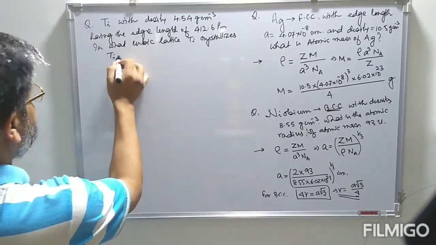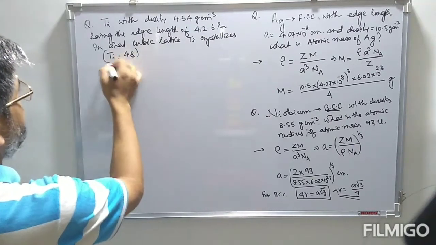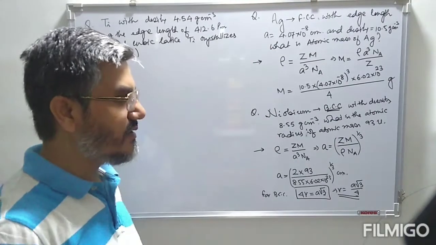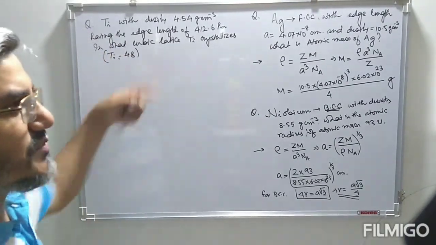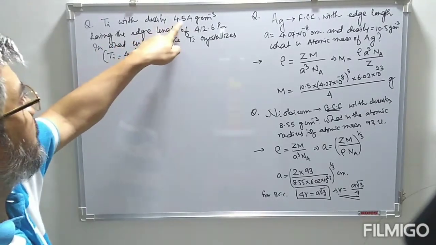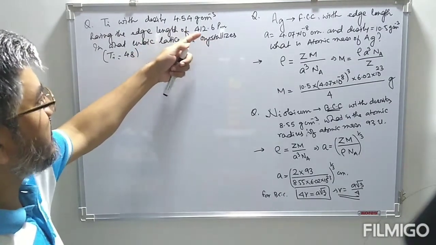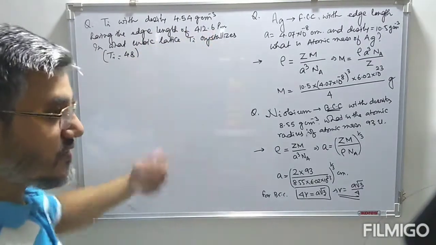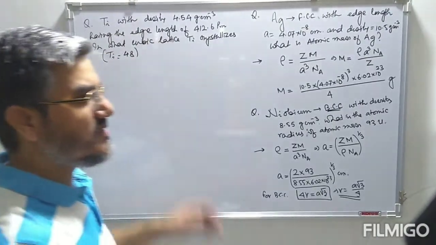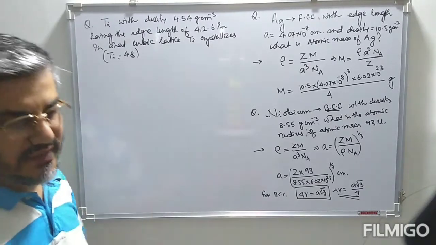Atomic mass of titanium is given as 48. So the question says we have an element titanium. This titanium crystallizes in some cubic crystal. The density is given as 4.54 gram per centimeter cube. The edge length of the cubic cell is 412.6. Then the question is, what is the crystal? Is it FCC type? Is it simple cubic type? Is it hexagonal type? Or is it body centered type?